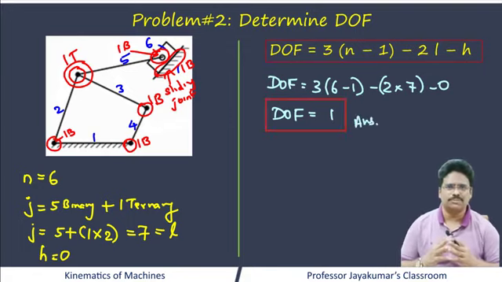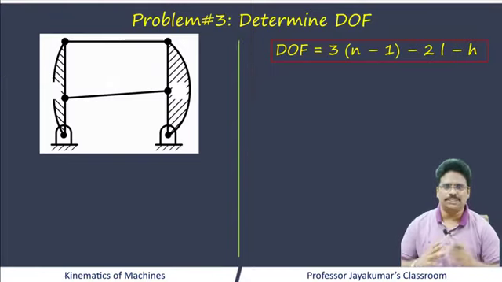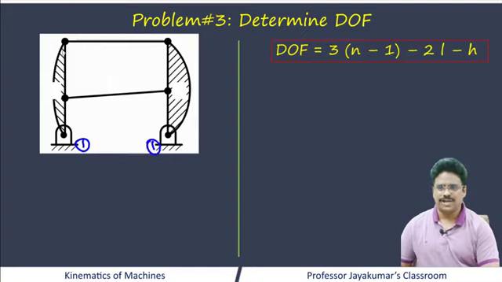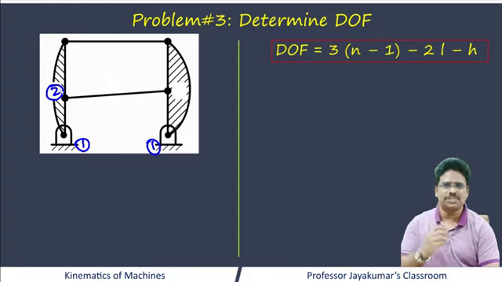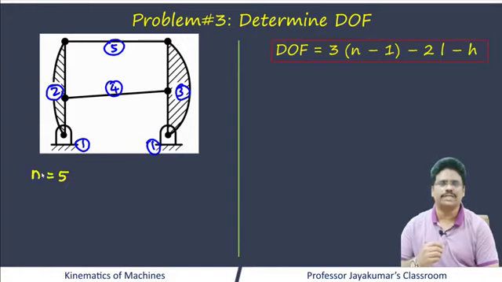That's it. Problem number 2 is done. Now we will see problem number 3. So fixed link 1 here, 1. Now this entire link might look different, but it forms a single link. So I need to call this entire link as link 2. Same is the case here. The entire thing is link 3. This is link 4. This is link 5. So I could say number of links as 5.